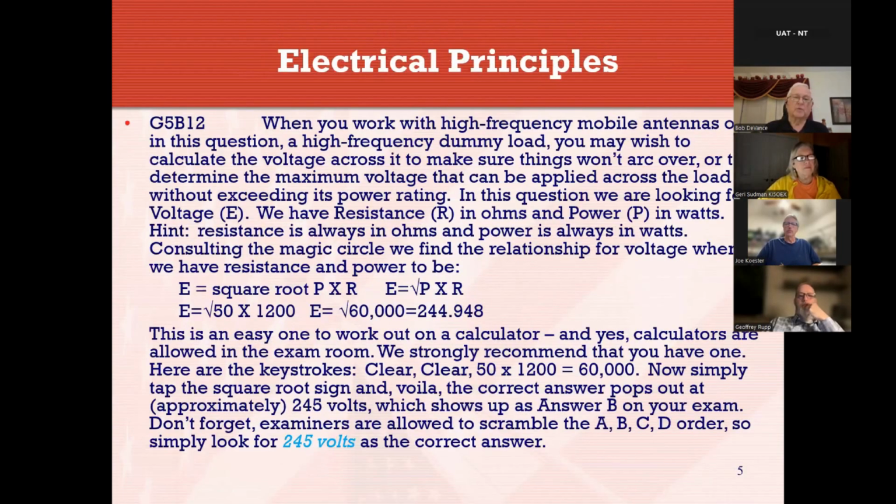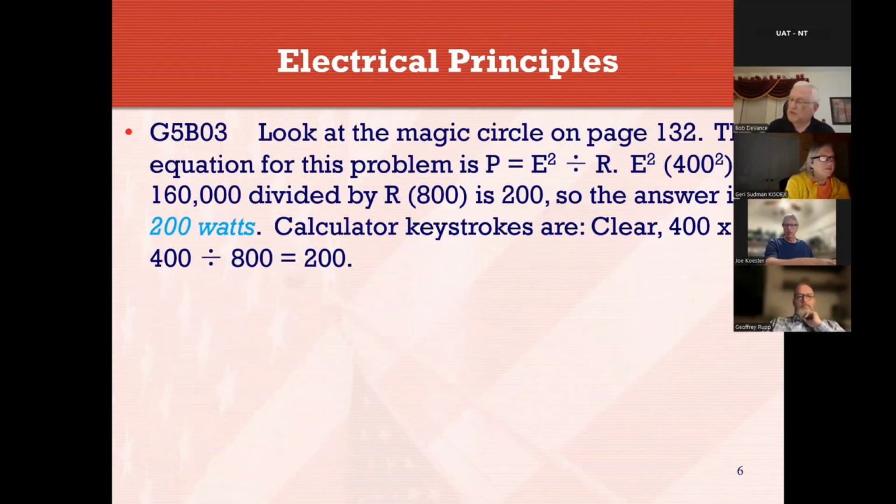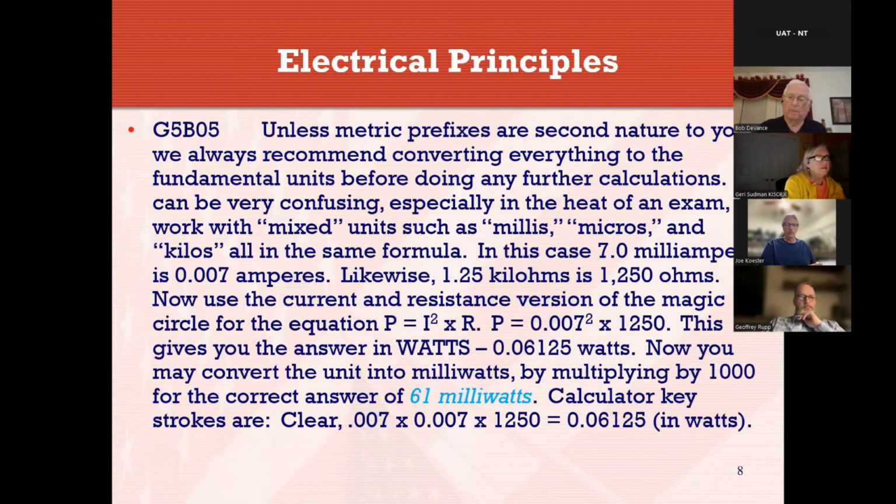Okay, electrical principles. I'm not going to dwell on this, but you'll see these are the same things that I talked about originally. E equals the square root of power times resistance. Those are just the formulas we talked about. So I'm going to go through these real quickly. I want to get down to slide number 10.